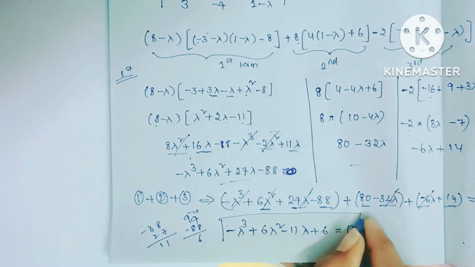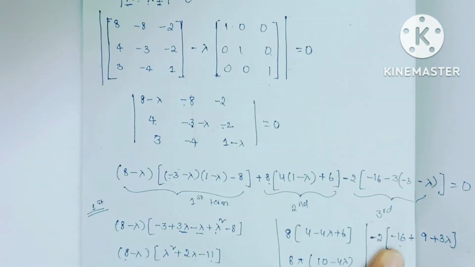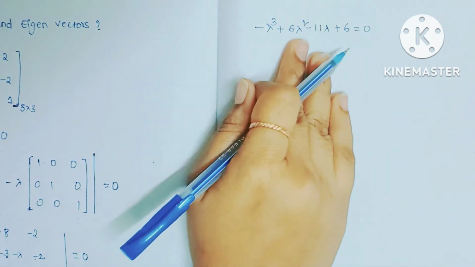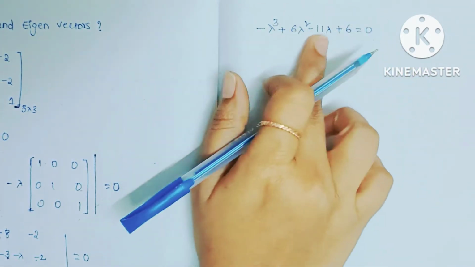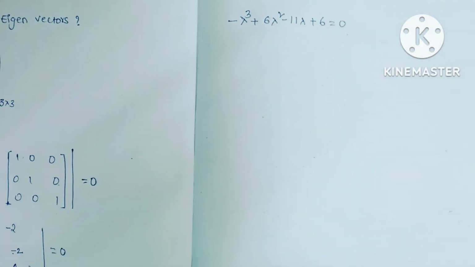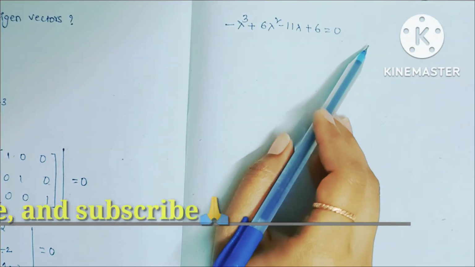This is the equation we got from this determinant. Okay, so I wrote the equation here. Now we will find the factors for this cubic equation. For finding factors of a cubic equation, we have to convert this cubic equation to a quadratic equation.